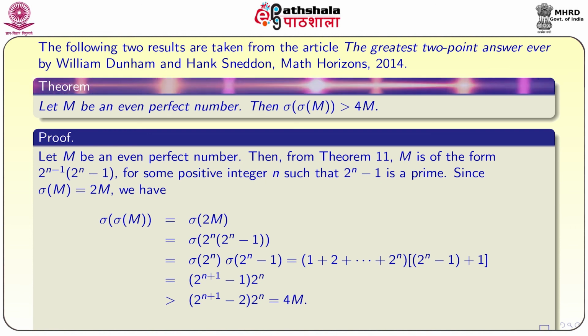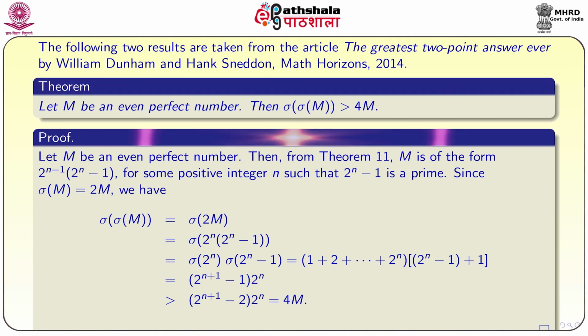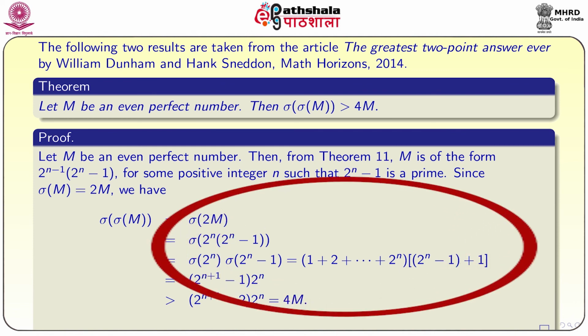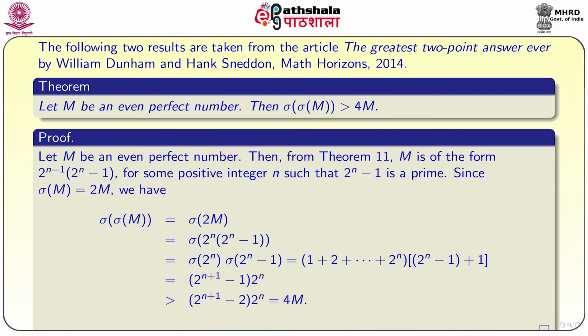What this result says is, let m be an even perfect number, then sigma of m is greater than 4m. The proof is as follows. Let m be an even perfect number. Then by an earlier result, m is of the form 2 power n minus 1 into 2 power n minus 1 for some positive integer n such that 2 power n minus 1 is a prime. Since sigma of m is equal to 2m, we have sigma of m is equal to sigma of 2 power n into 2 power n minus 1, as m is of the form 2 power n minus 1 into 2 power n minus 1.